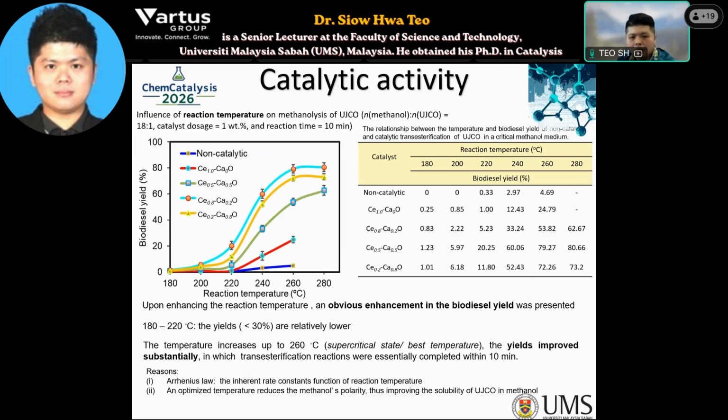The improvement in biodiesel production can be attributed to the enhanced reaction rate and improved miscibility between the methanol and oil at the elevated temperatures, which facilitates the transesterification process. Therefore, 260 Celsius was selected as the optimal reaction temperature for the subsequent study.